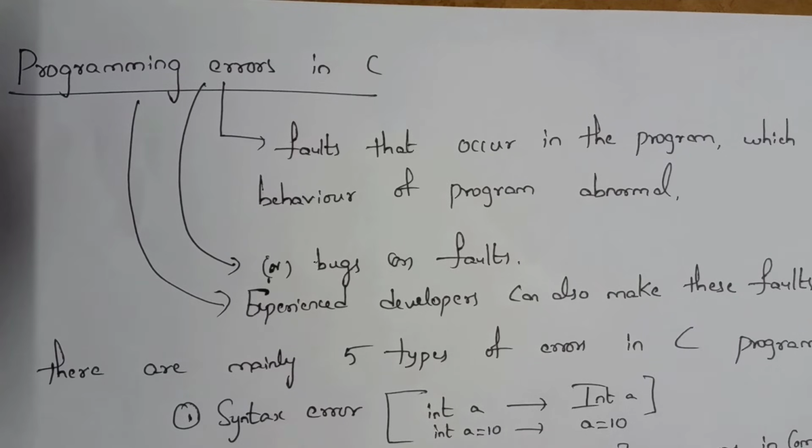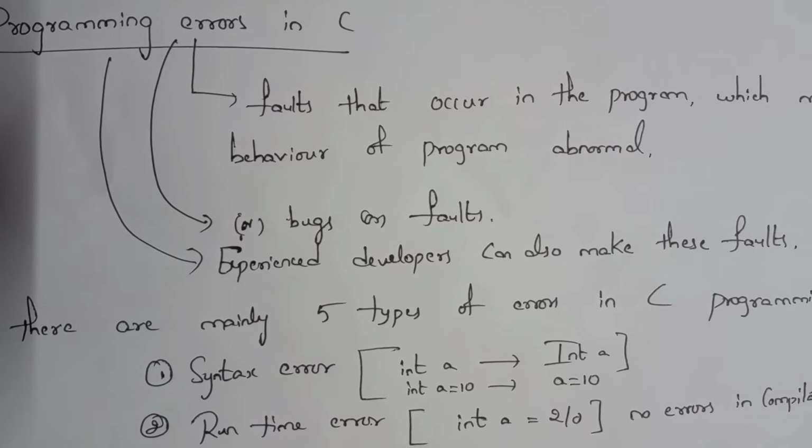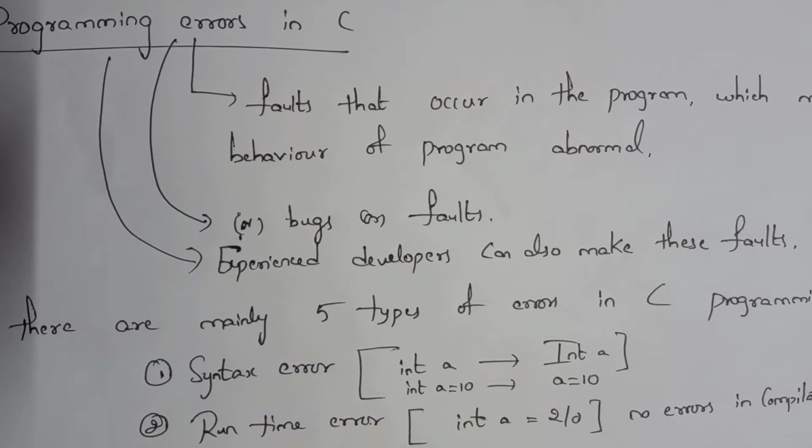Next, I will explain programming errors in C. Any fault that occurs in a program which makes the behavior of the program abnormal is known as a programming error. We also call programming errors bugs or faults, or you can also call them mistakes. Even experienced developers can make these errors. Totally, there are 5 types of errors in C.